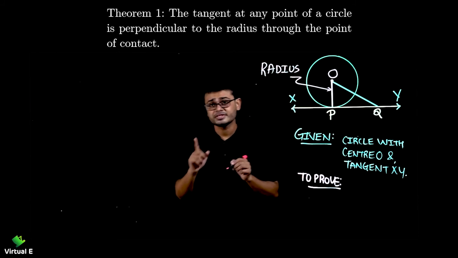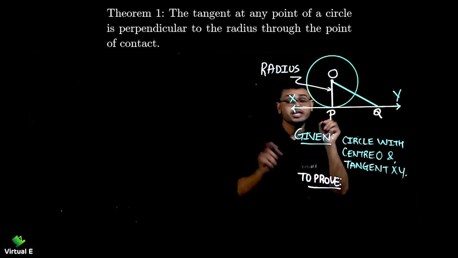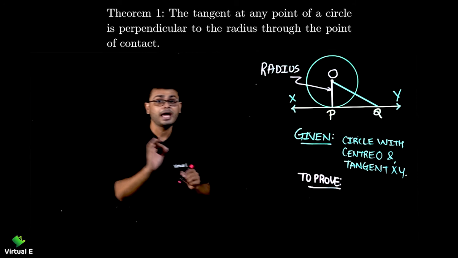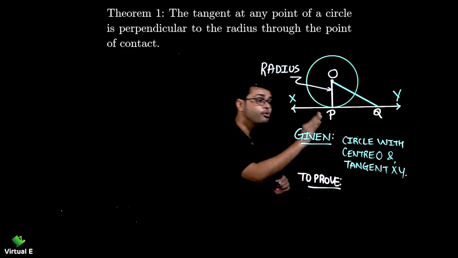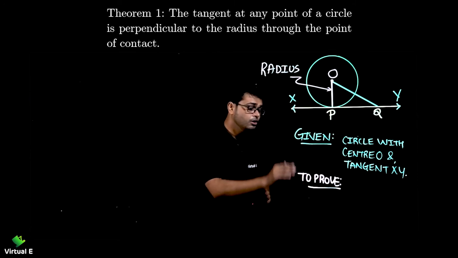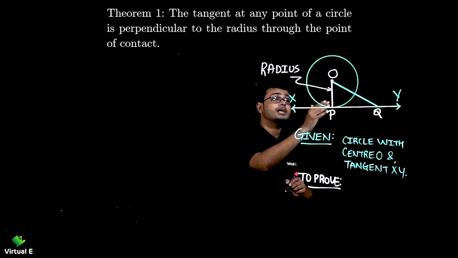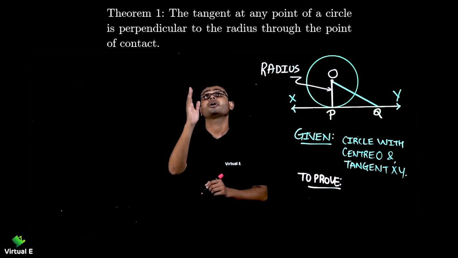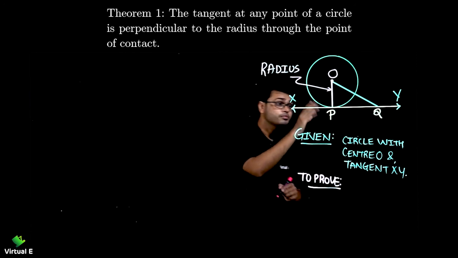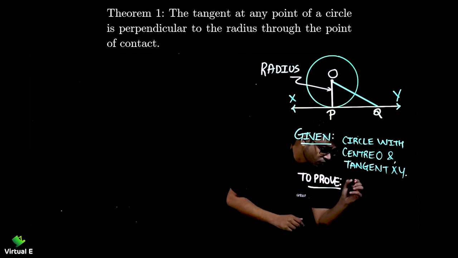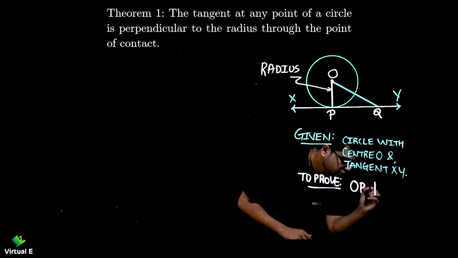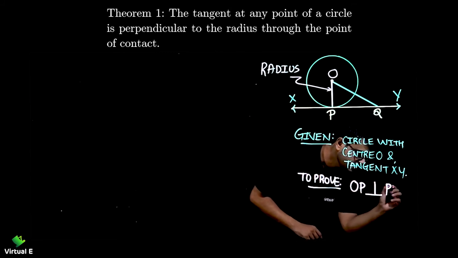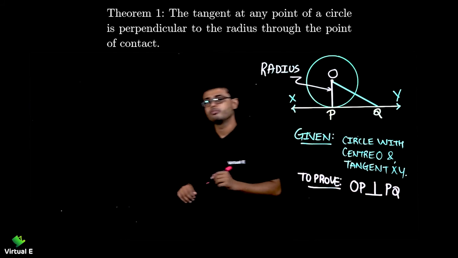This is the radius of the circle, and P is the point of contact between circle and tangent. P is the point of contact. Now what we need to prove? We need to prove that the tangent is perpendicular to the radius through the point of contact, right? So radius is OP and it should be perpendicular to what? PQ. Done? This is what we need to prove.